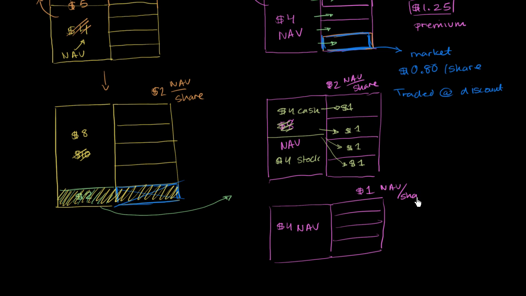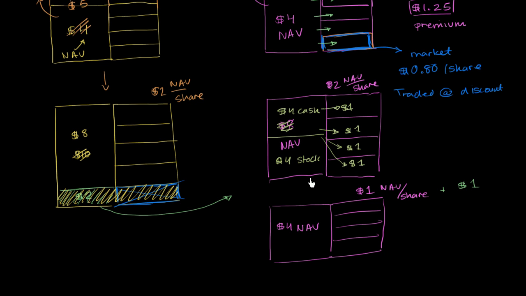So we have a $1 NAV per share. And you would say, oh, wait, this doesn't sound so good. I had a $2 NAV per share before. Now I only have a $1 NAV per share. But what you need to remember is each of these shareholders just got $1. So they now have a share that has a $1 NAV per share, and they got another $1. So by holding this, they still essentially have $2, assuming they were there when the dividend was issued.